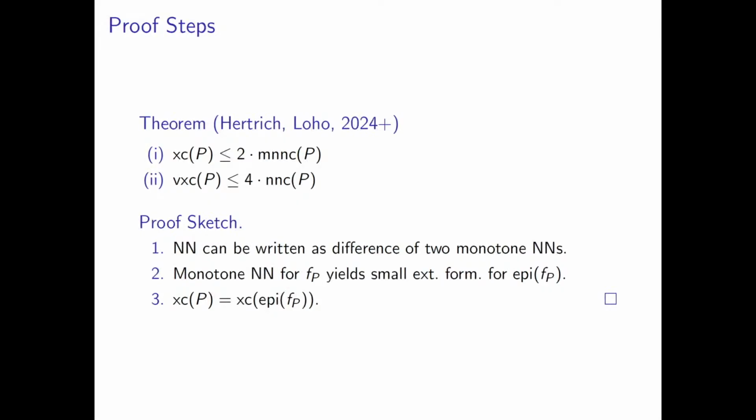If you put together the second and the third step, you obtain the first result. If you also combine it with the first step, you obtain the second result. So these are the three steps. Each of them is quite doable, but plugging them together gives these two inequalities.